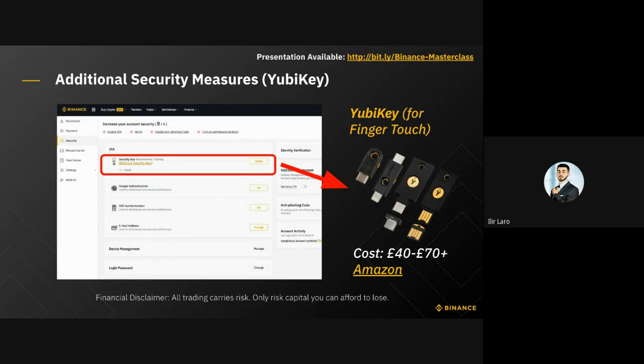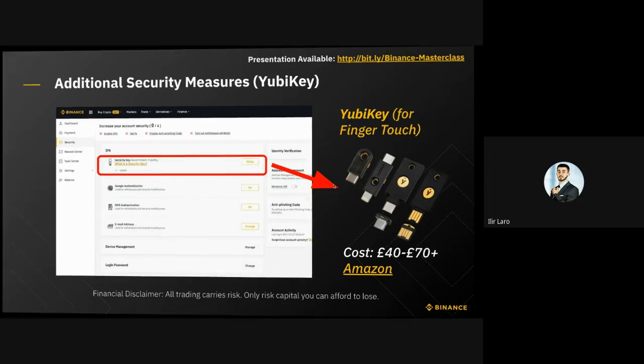I would recommend people have a YubiKey or some type of security key, because it allows you to secure your account even further. The steps are the same: you click on setup, insert your YubiKey into your laptop or desktop computer, and then touch it for a certain period of time. That's essentially it, you've bound your security key with your account.